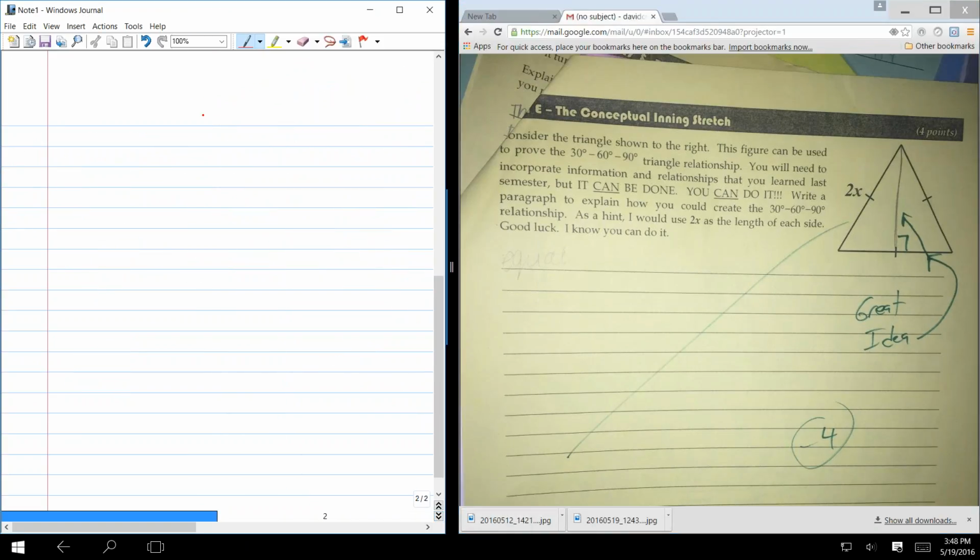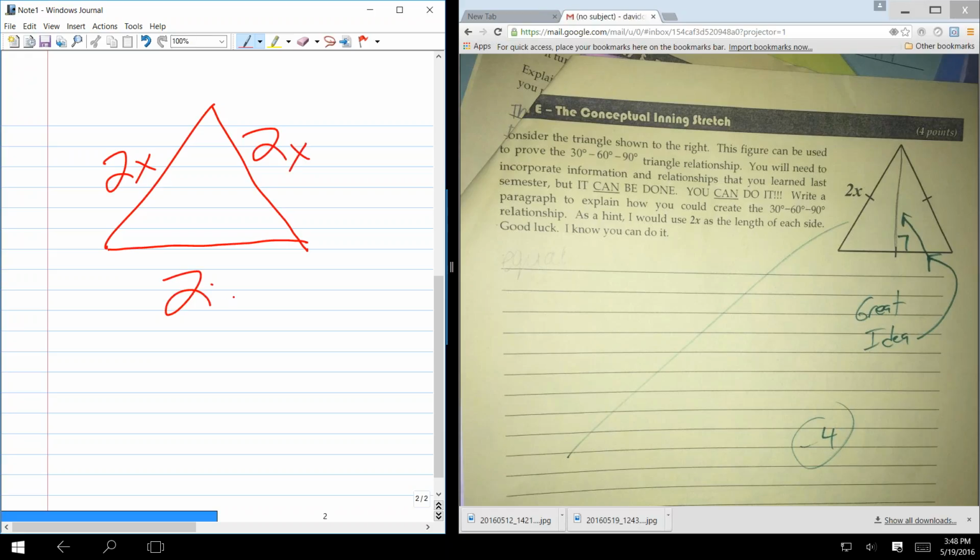Alright, what kind of triangle is the triangle they drew? An isosceles. Oh no, an equilateral. Equilateral, exactly. And they suggested we call that 2x. Well, that makes that 2x and this 2x. But to create the 30, 60, 90 triangle, I got to drop a vertical here. Okay? This is still 60. This now becomes 30. This is the 90.